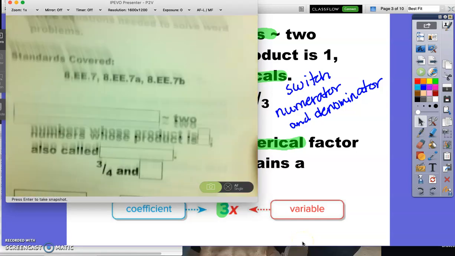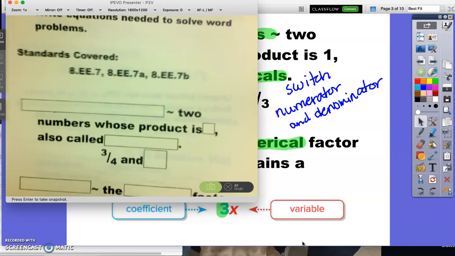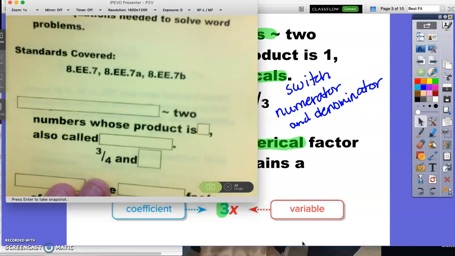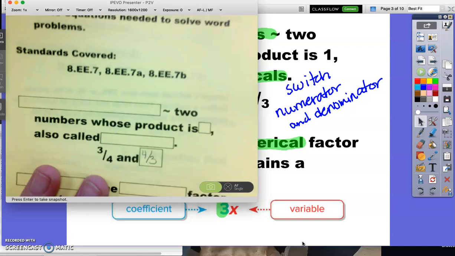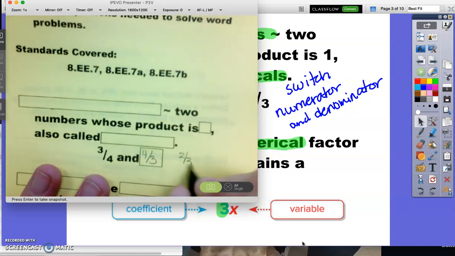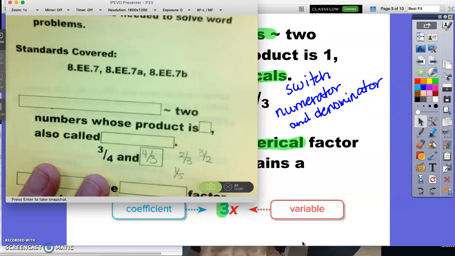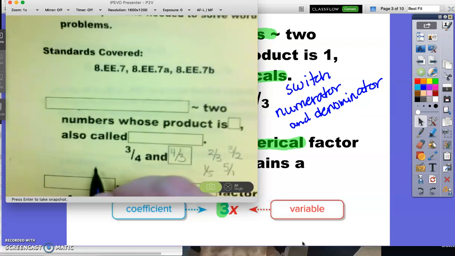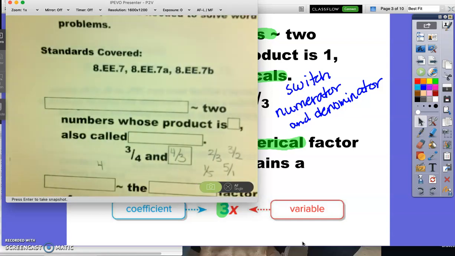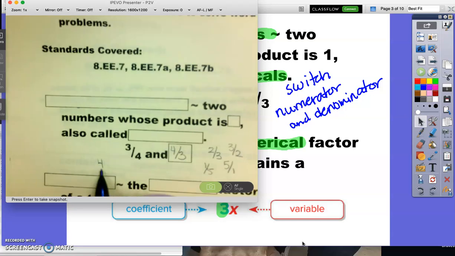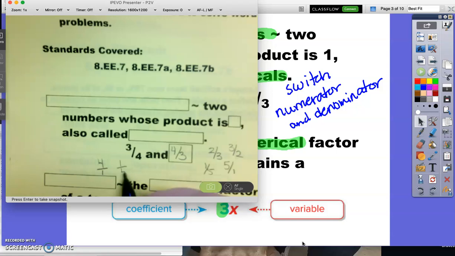So just really quickly, let's talk about reciprocals or multiplicative inverses. So 3/4 would be 4/3, flipping it around. What about 2/3? What's the multiplicative inverse of that? 3/2. What about 1/5? 5/1, which is just 5. So then, what about 4? What's the multiplicative inverse of 4? Well, put it as a fraction. You're always going to put it as 4 over 1, and then flip it would be 1/4.